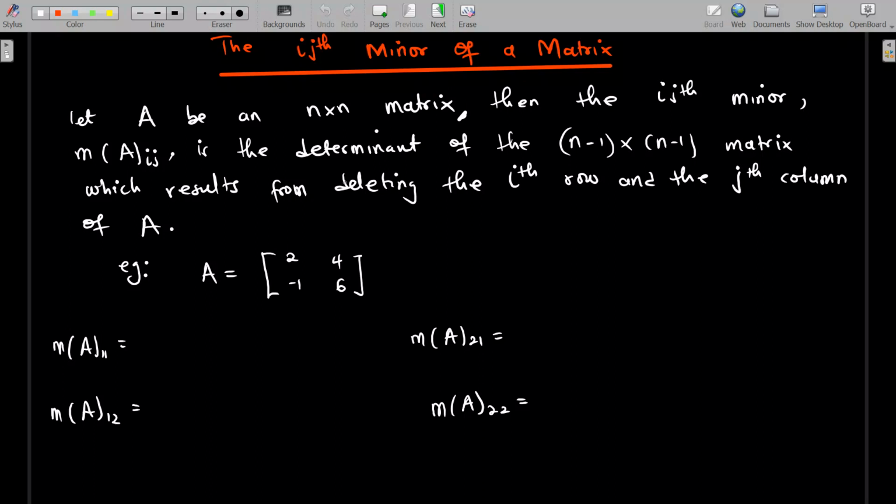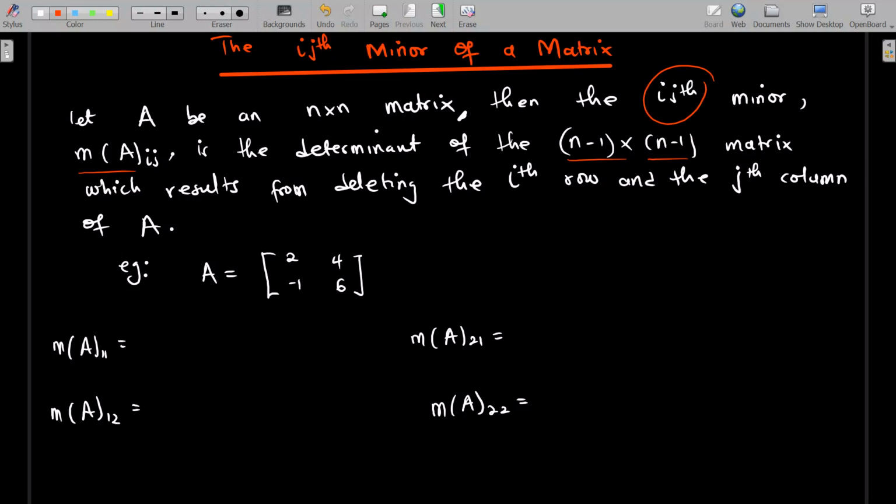Let A be an n by n matrix, then the ijth minor, which in this lesson I'm going to denote by M of aij, is the determinant of the n-1 by n-1 matrix which results from deleting the ith row and the jth column of A. What do I mean? Let me pick an example to talk about this.